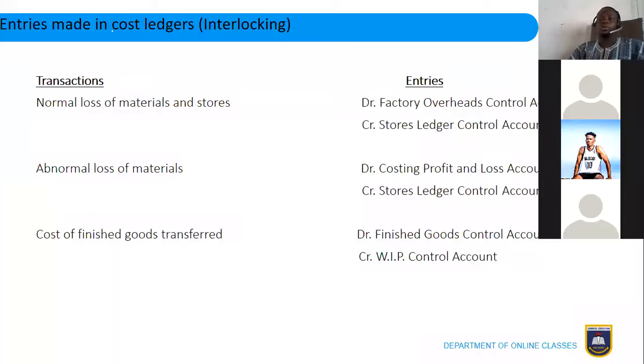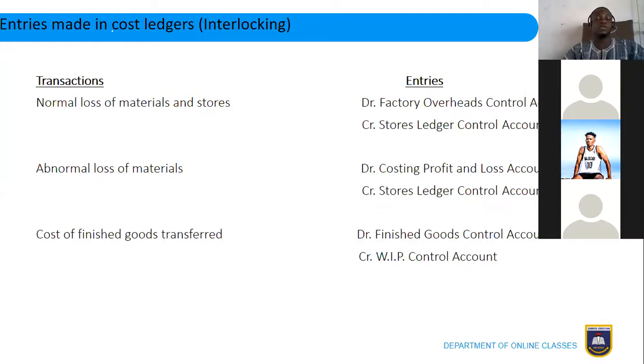All right. When we were reading about some of the accounts, we looked at costing profit and loss account. Okay. And we say that usually abnormal losses are debited to this account. Okay. When there's any abnormal loss, the costing profit and loss account will have to be debited. If there is any under-absorbed overhead, it will also have to be debited to this account. Okay, all right.